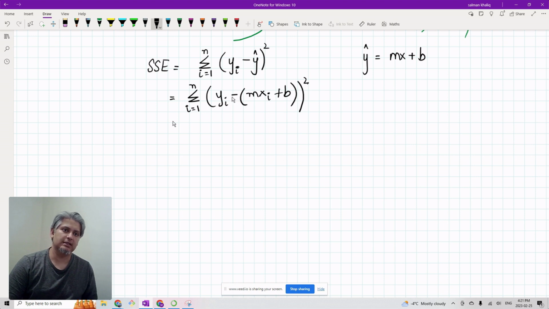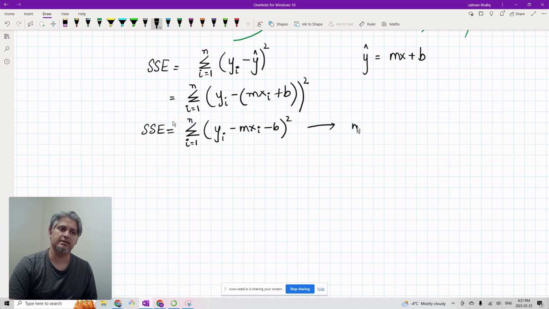Now let's open the bracket. This negative is going to multiply here, distributive property, and this negative is going to multiply here. We will get an equation like this: the sum from i = 1 till n of (yi minus m xi minus b) whole squared. This is my sum of squared error, and I need to minimize it.